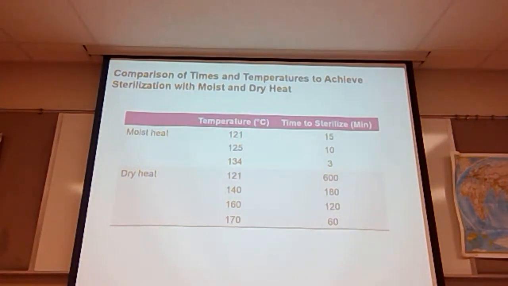If you go up to 134 degrees, moist heat only takes 3 minutes, but an equivalent temperature of approximately 140 degrees dry heat means 3 hours. So it's 3 minutes versus 3 hours. So moist heat: lower temperature, shorter time. Dry heat: higher temperatures, longer times. And if you're using compatible temperatures, such as, again, this 121 degrees, there is an extreme difference in the time required.